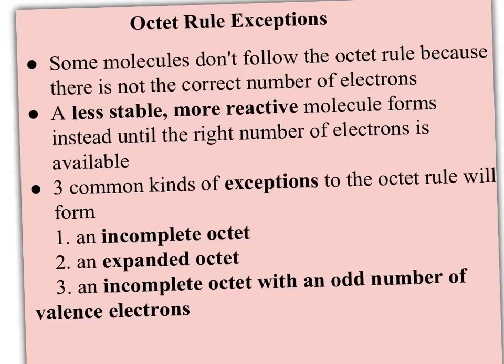So the three common kinds of exceptions, or the three common situations where we'll form these imperfect molecules, are when we have an incomplete octet, an expanded octet, or an incomplete octet with an odd number of valence electrons. And I'm going to work lots of examples in this video and give you a chance to work some examples and see if we can make this a little more clear to you.